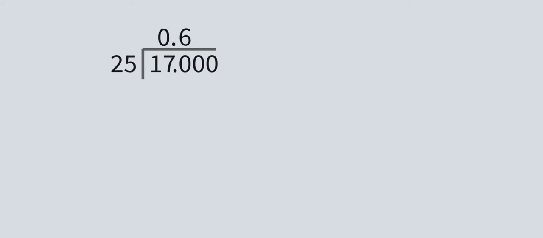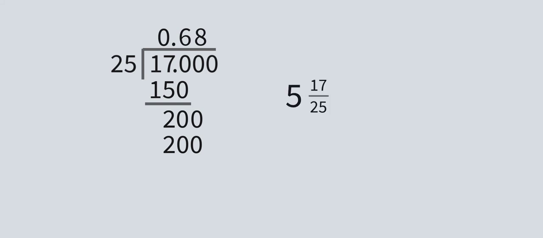Again, we put our decimal up here, put a 0 out front. 25 times 6 is 150. Again, we subtract. That gives us 20. Bring down the 0. And then 25 will go into 200 8 times. So 5 17/25 is just 5.68.